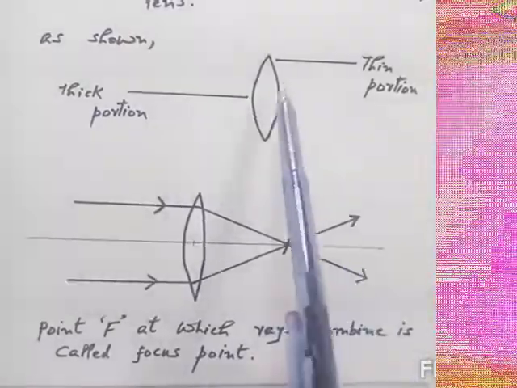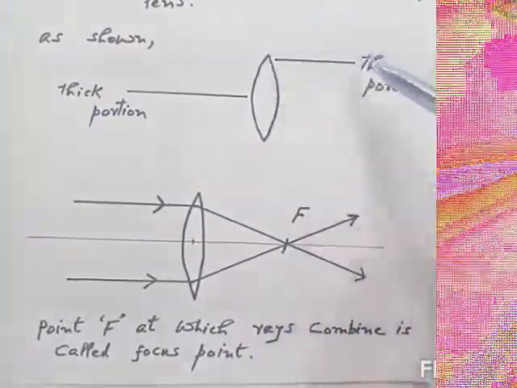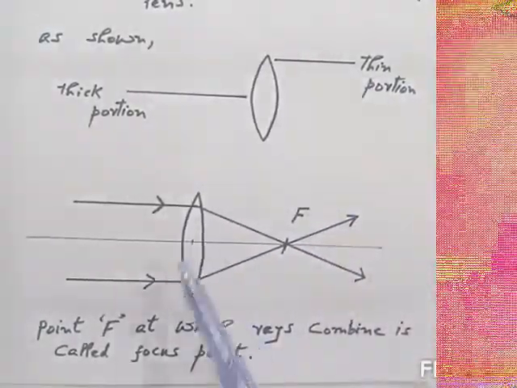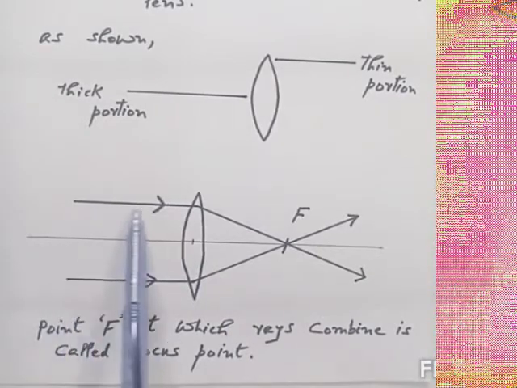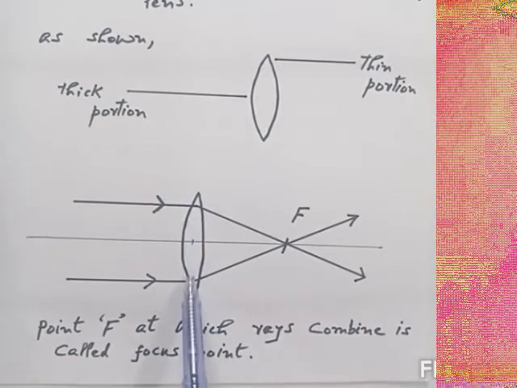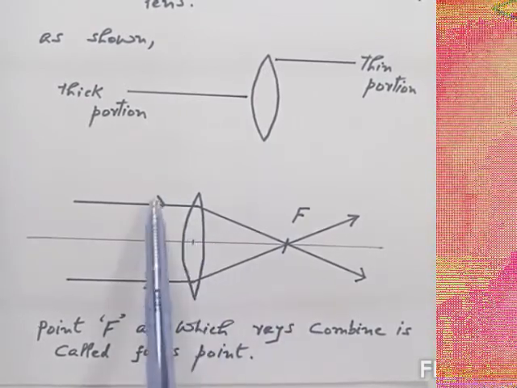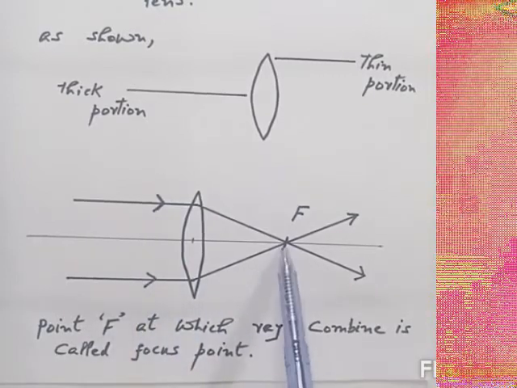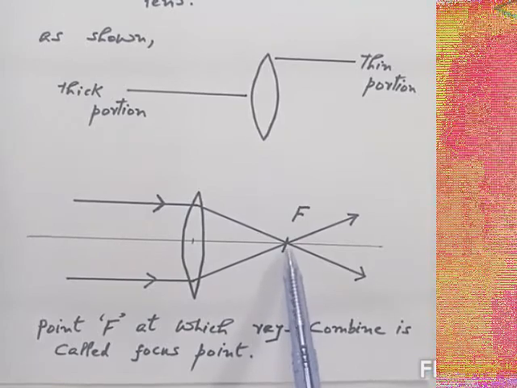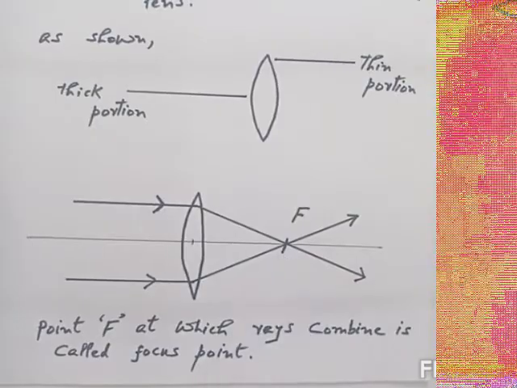Now this lens is thick at the center but thin at the edges, so it is a convex lens according to the first definition. According to the second definition, these parallel rays fall on the lens. Then after passing through the lens, these rays converge at this point. So this lens which converges the parallel rays at a point is called a convex lens. Now the point F at which the rays combine is called the focus of the lens.